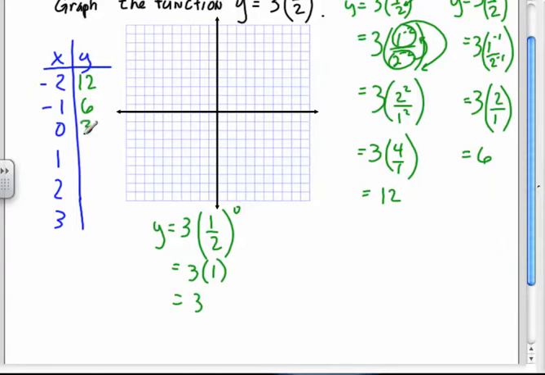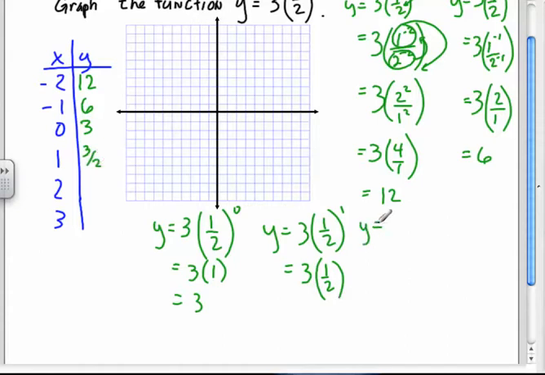All right, so that's easy. Then I'm going to get y equals 3 times (1/2) to the first. Well, that's just 3 times 1/2, which is 3/2. And then I'm going to get y equals 3 times (1/2) squared. Well, (1/2) squared is 1/4, right? 1/2 times 1/2 is 1/4. I'm going to get 3/4.